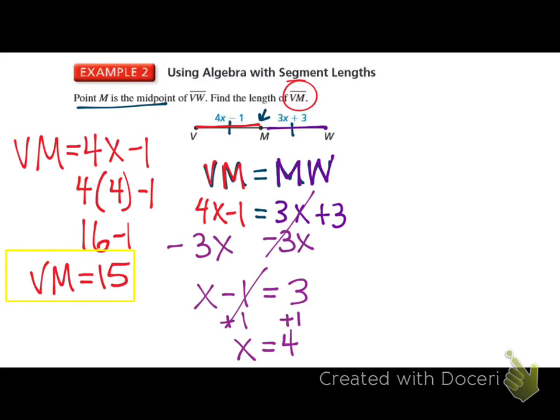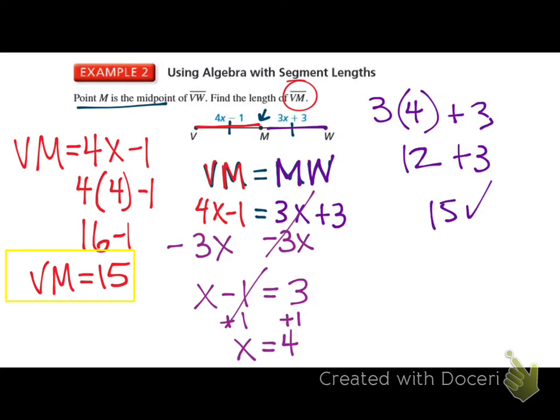I do want you to label it because eventually you'll have multiple things. Like it might ask you for MW, might ask you for VW. You want to make sure that you have it labeled. What is a way I could check my work? You could plug it in the other side. What should the other side equal? 15 as well, right? When I plug in 4, 3 times 4 is 12, plus 3 is 15. So that worked out. Questions on this?